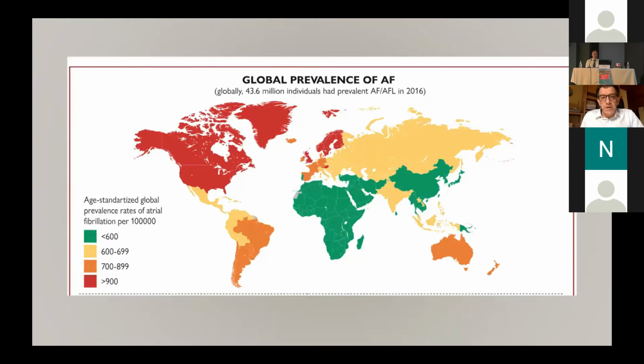The global prevalence of atrial fibrillation is very high, and as I told you in the beginning, as people age, the number of people having atrial fibrillation will be higher and higher, and the problem will be bigger. We have to discuss the problem and find a solution, and the solution will be how to treat these patients.